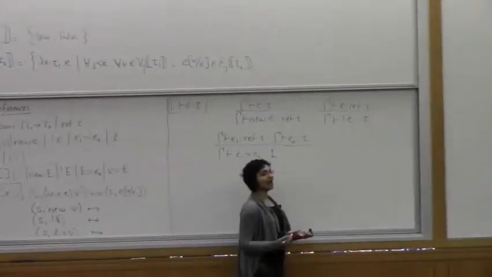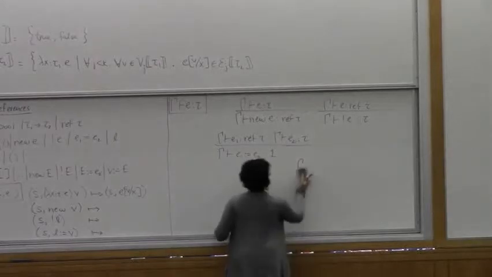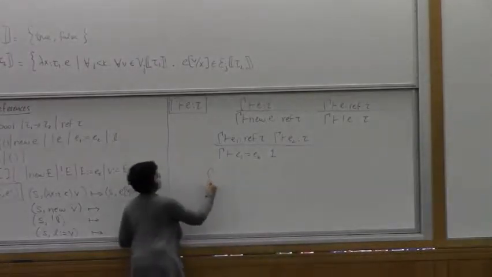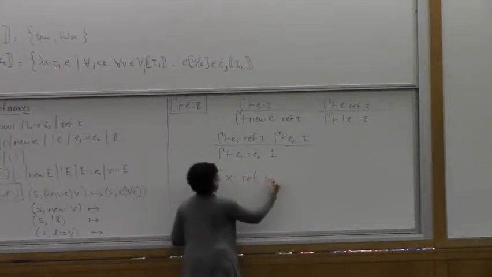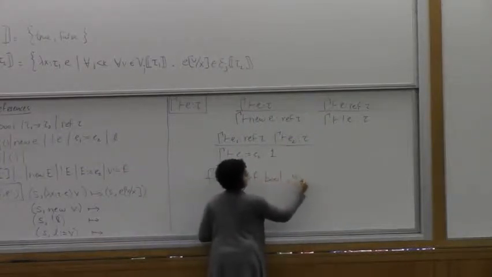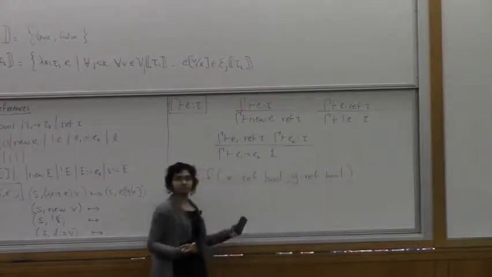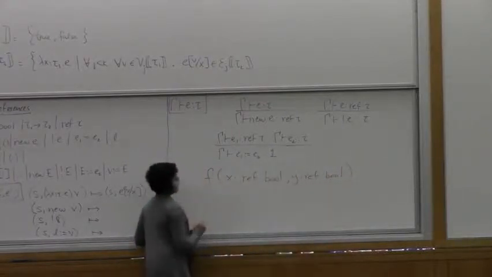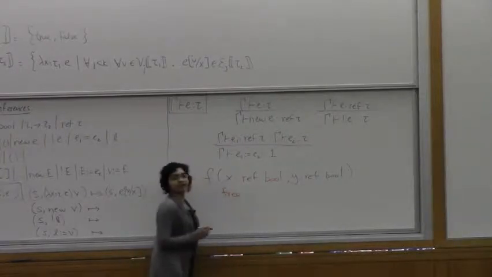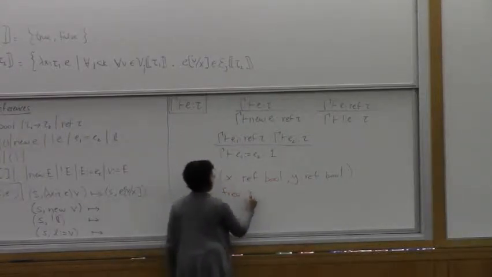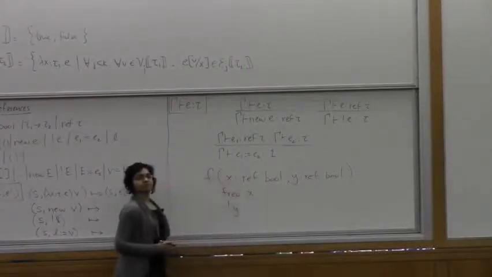Okay, so let's take a very, very simple example. So here's a function f. It takes two references, an x, which is a ref of bool, and a y, which is a ref of bool. Now, in the body of this function, I'm going to allow free. So first I'm going to free x, and then I'm going to read the contents of y.